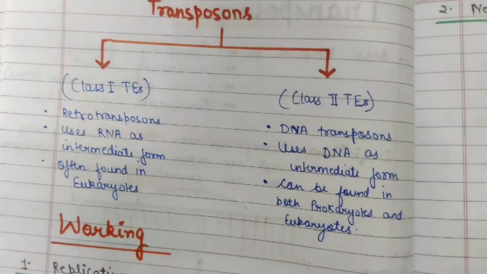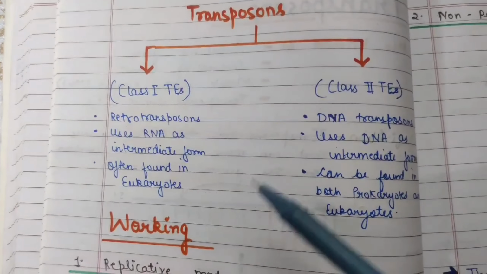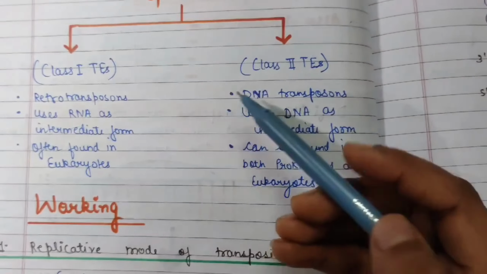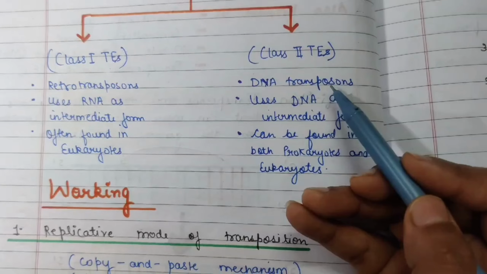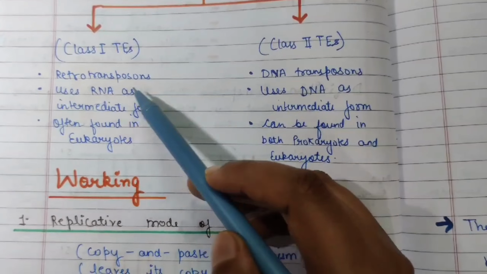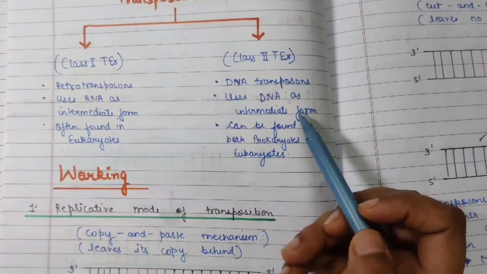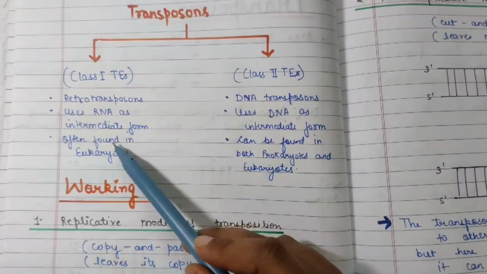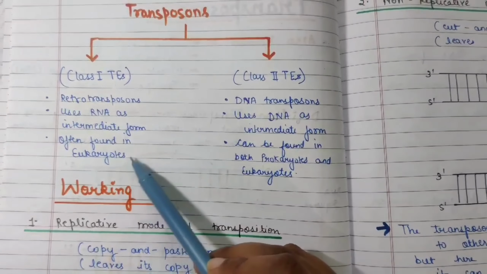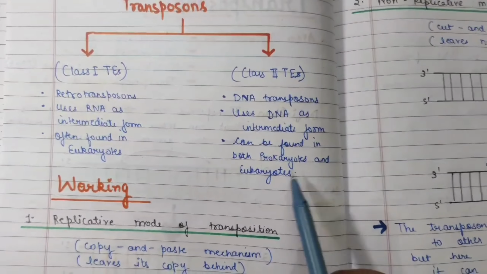Now let us know about the types of transposons. Transposons are basically of two types, that is class 1 TE and class 2 TE. The class 1 TE is also known as retrotransposon and class 2 TE is also known as the DNA transposon. In class 1 TE, RNA is used as an intermediate form, and in class 2 the DNA is used as the intermediate form. In class 1 these transposons are found in eukaryotes only, but in case of class 2 it is found in both, that is prokaryotes and eukaryotes.